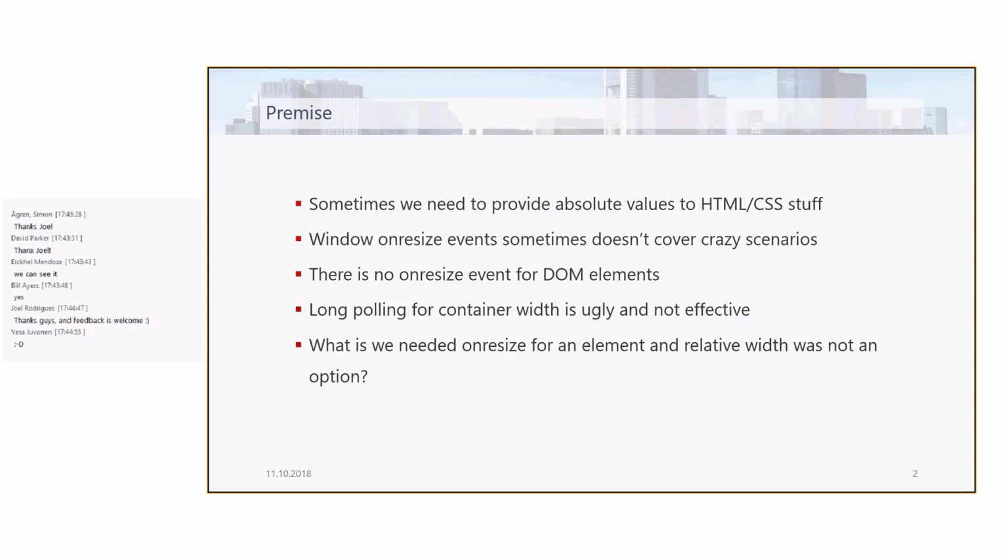There are some situations in client-side development when third-party libraries or models expect absolute dimensions as their input. And the document window object on resize event sometimes doesn't help. Also, DOM elements have no on resize event by default. Some techniques like long polling are definitely not our option because it's just ugly. It would be really cool to have some on resize for div elements in the DOM object model.